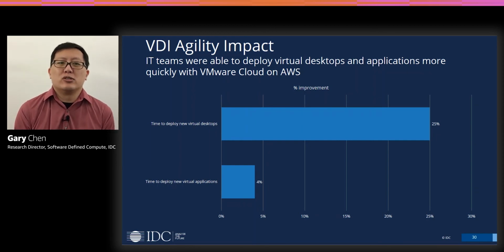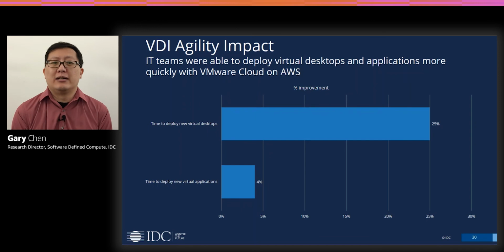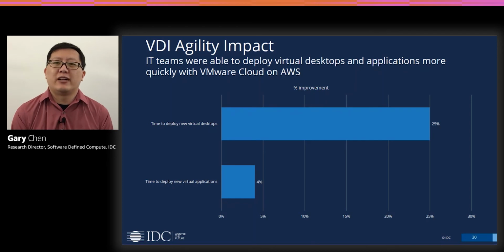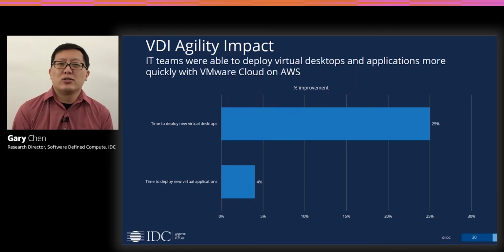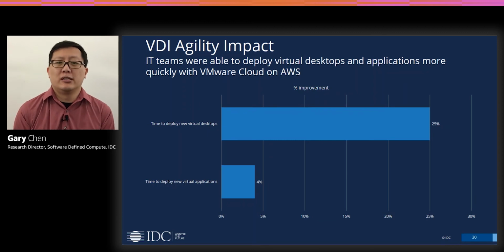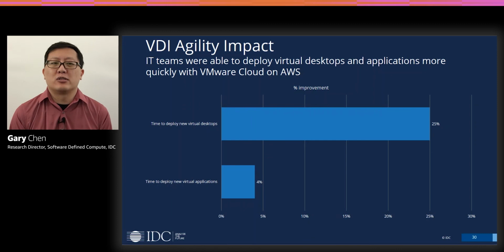So VMC enables users to host these desktops in the cloud instead of their own data center. And we found that by using the cloud, desktops were able to be deployed 25% faster. There was also a slight 4% improvement to deploying the virtual applications for these desktops, but the main benefit was from provisioning the desktop itself.